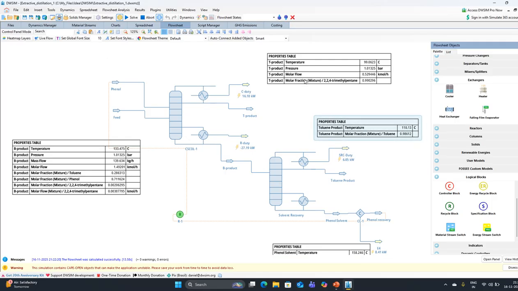It gives almost pure isooctane and almost pure toluene to the market, or we can ship them. This is the output of this process. We can ship it or use it entirely inside our plant. So this is how a complete flow sheet is simulated in DWSIM.